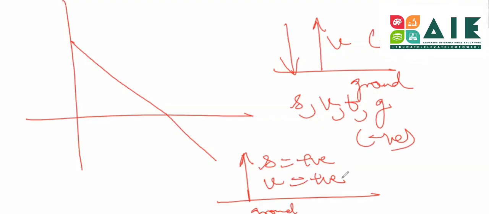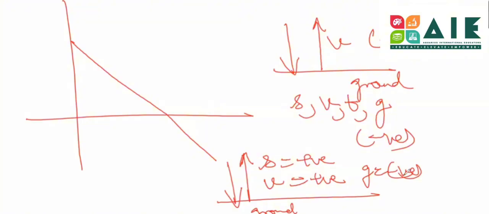Hence, it stops at a given point. But velocity is going up from the ground, hence you will take it positive. Let's talk about g. g will be negative. g always acts in the downward direction towards the Earth's center. Am I making sense?